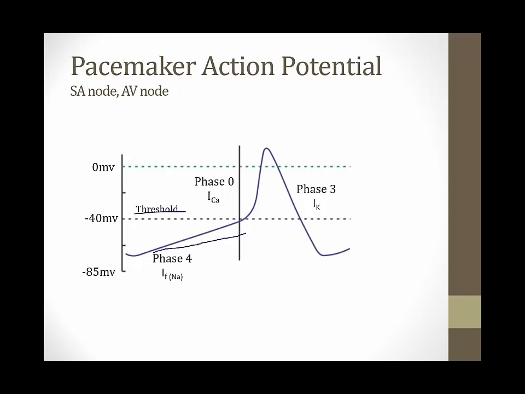Before they can reach the threshold voltage, they will be triggered to depolarize by signals coming down from the SA node above. Therefore, even though cells in the AV node are capable of automatically depolarizing on their own, they usually do not do so under normal conditions because the SA node is the dominant pacemaker in the heart, and that's because in the SA node, phase 4 is quicker than it is in the AV node.